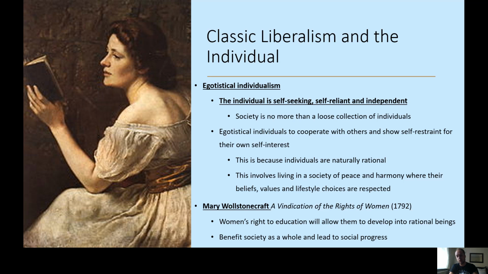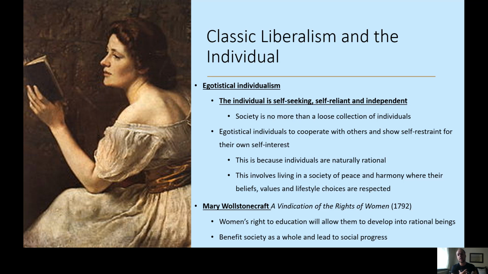Another key tenet of classic liberalism is, of course, individualism, but different liberals have different ideas as to what individualism means and how individualism should be conceived. If you are a classic liberal, you would generally follow this idea of egotistical individualism, and this is the idea that the individual is naturally self-seeking, self-reliant, and independent, and that society doesn't function as a collective, it doesn't function as people collaborating or coming together.